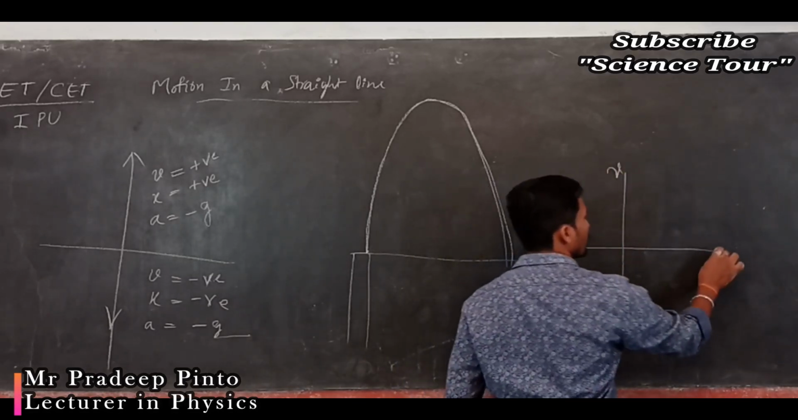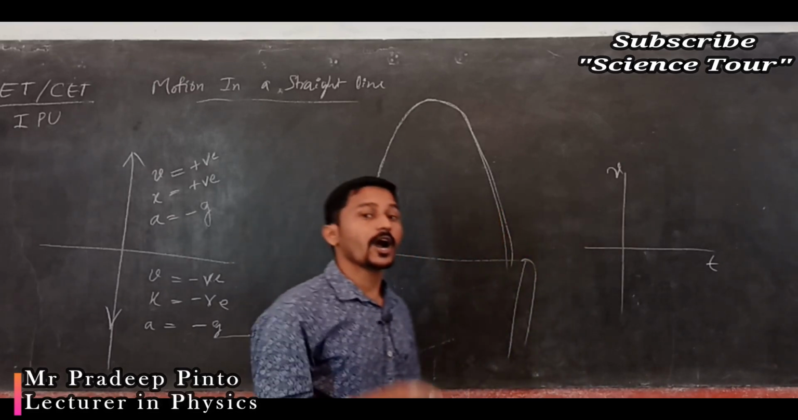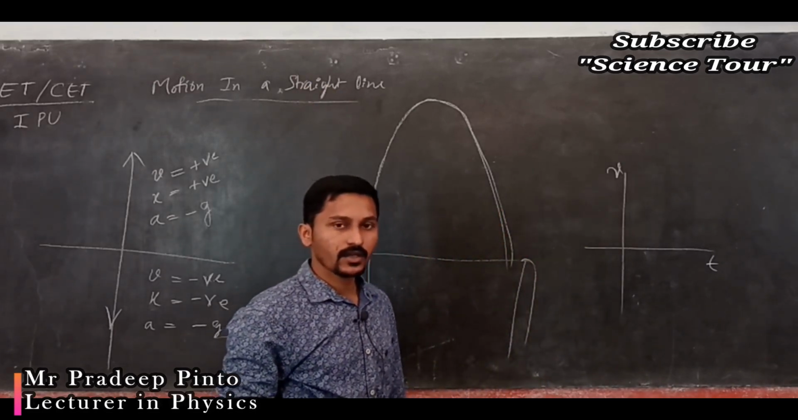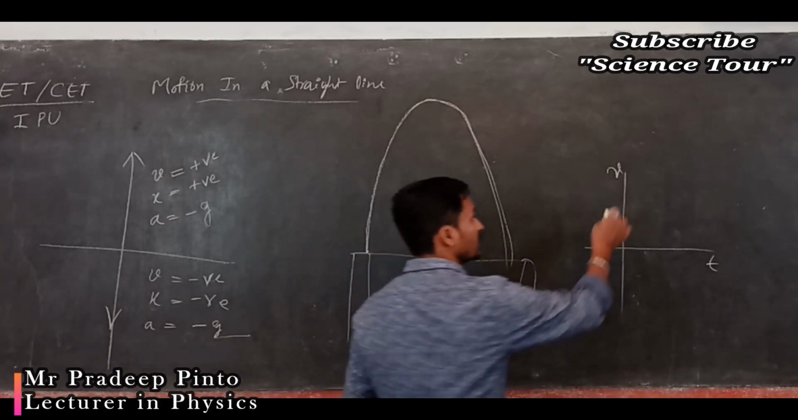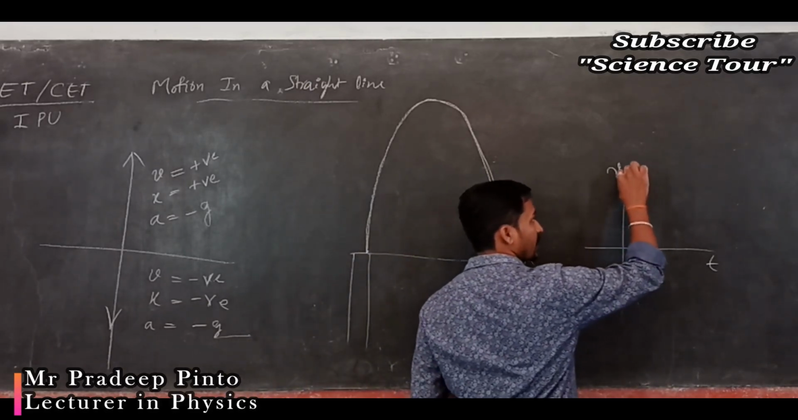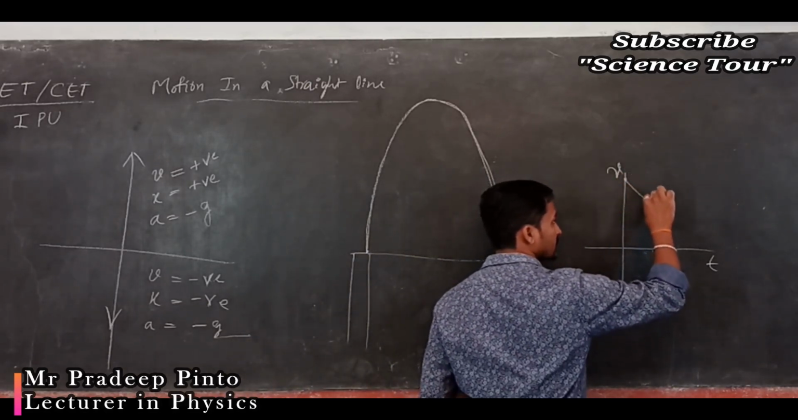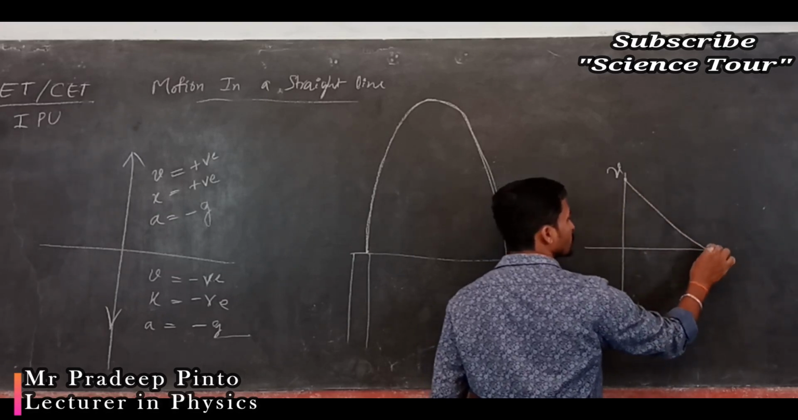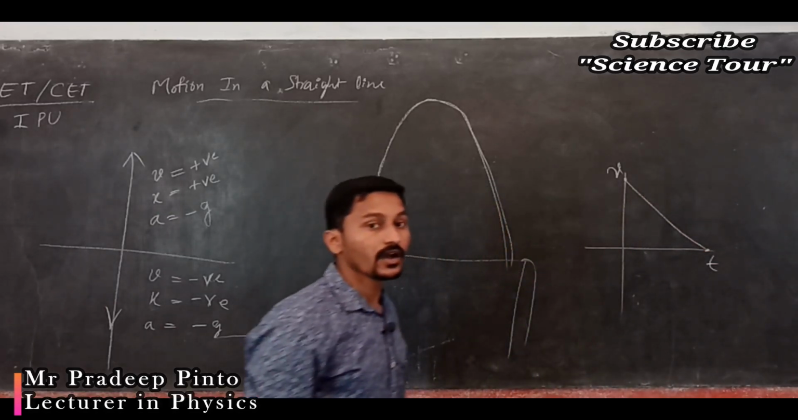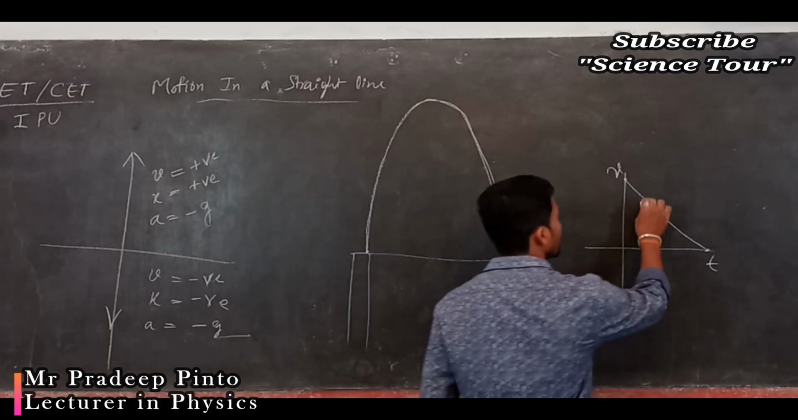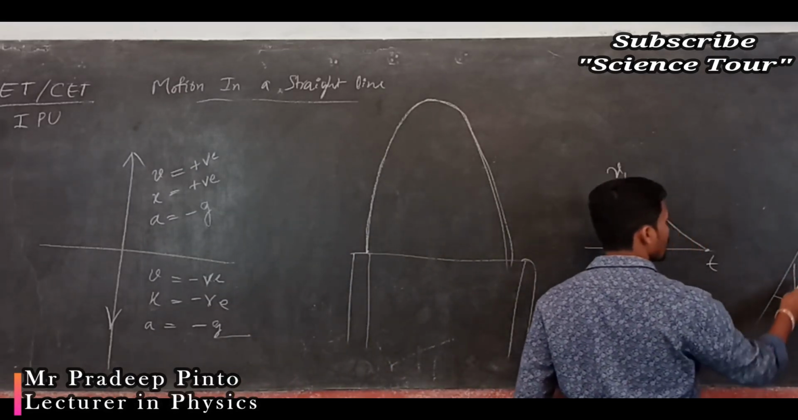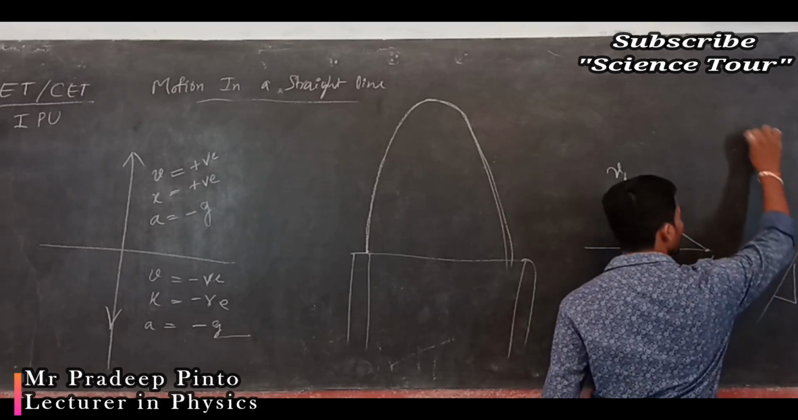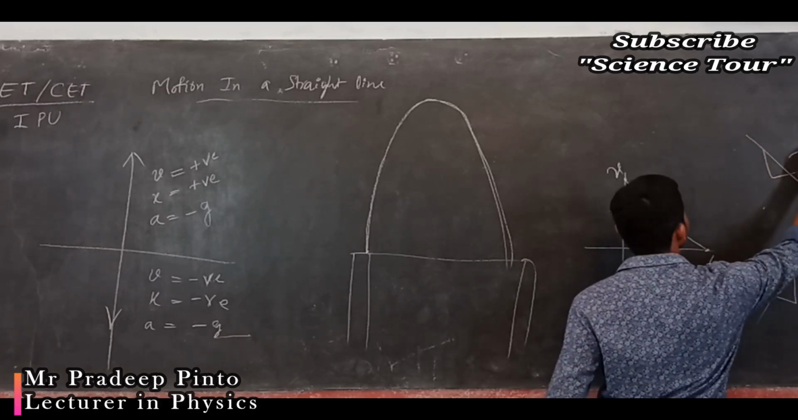Velocity with respect to time. In upward motion, what happens? You are thrown with some velocity, say 20 meters per second initial velocity. As the time goes, velocity decreases, decreases, and becomes 0. Now what is the acceleration? Acceleration is nothing but slope. This kind of slope you are going to get as positive slope, and for this line you are going to take it as negative slope.